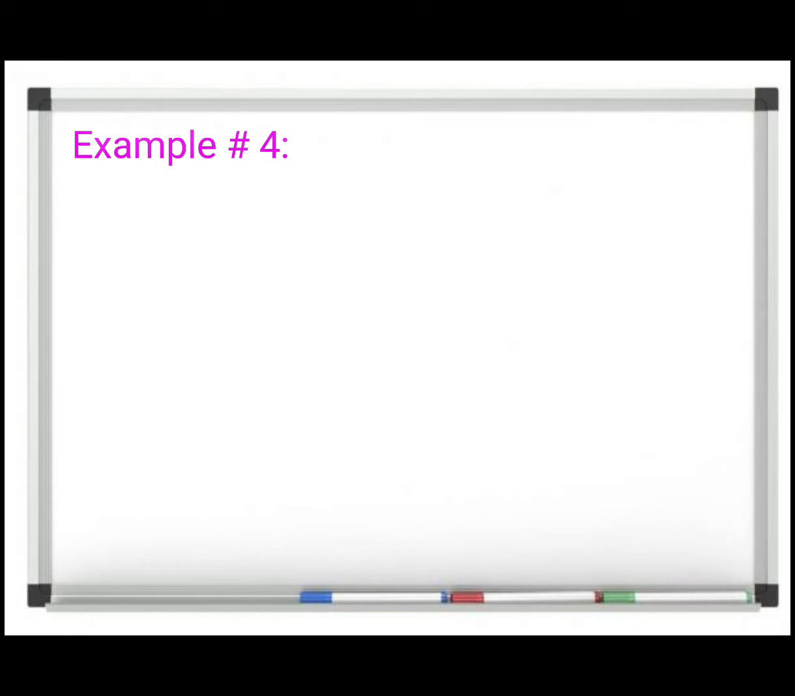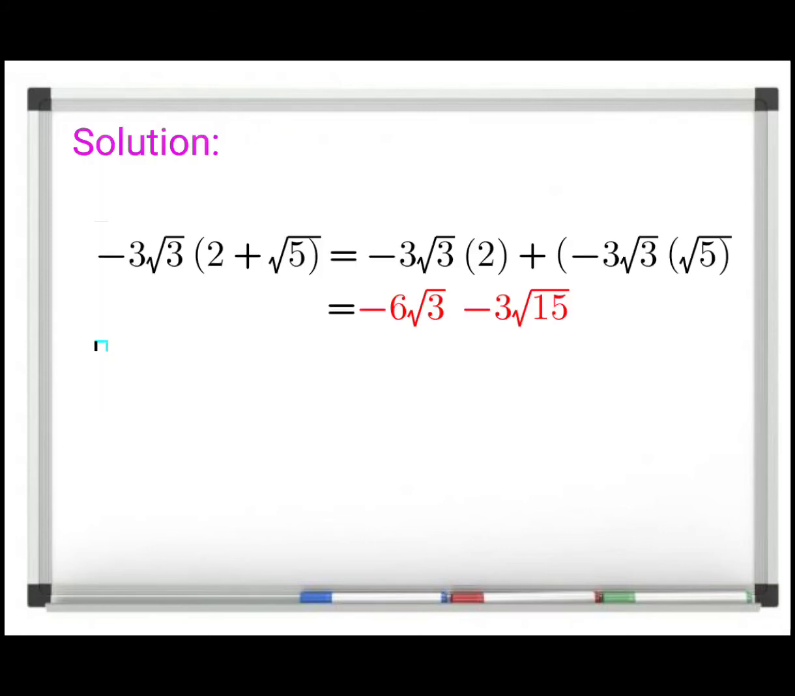Example number 4. Negative 3 square root of 3 times the quantity 2 plus the square root of 5. Solution: negative 3 square root of 3 times the quantity 2 plus the square root of 5 is equal to negative 3 square root of 3 times 2 plus negative 3 square root of 3 times the square root of 5, which is equal to negative 6 minus 3 square root of 15. That answer is non-reducible, so that's the final answer. Claro? Yes, sir. Good job.